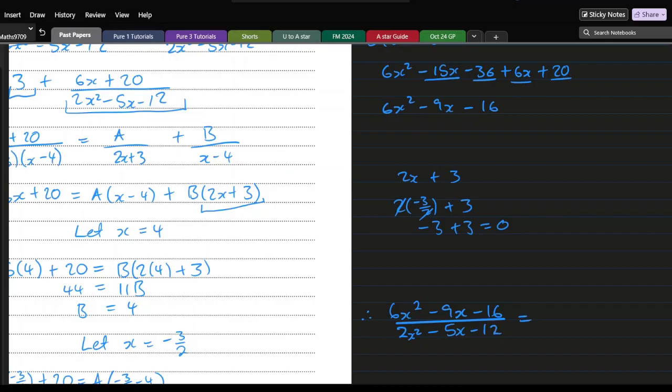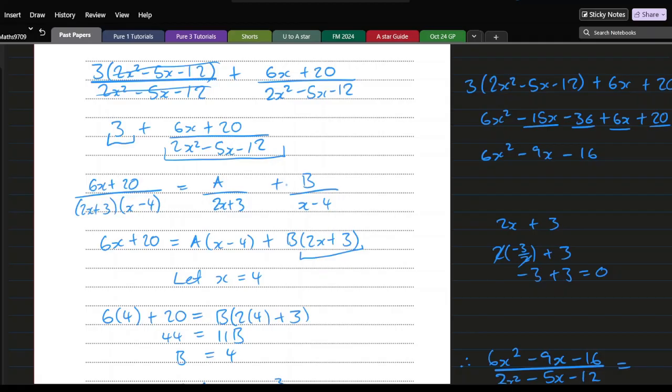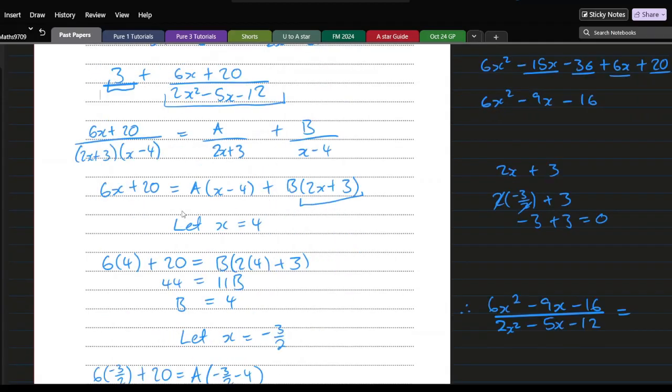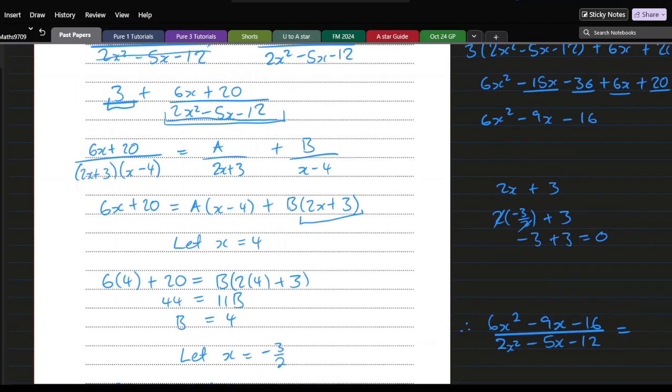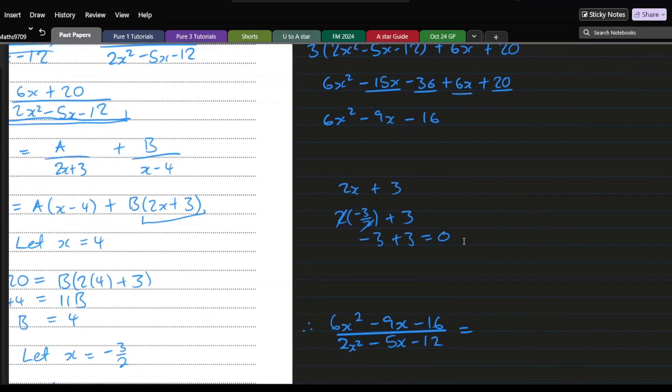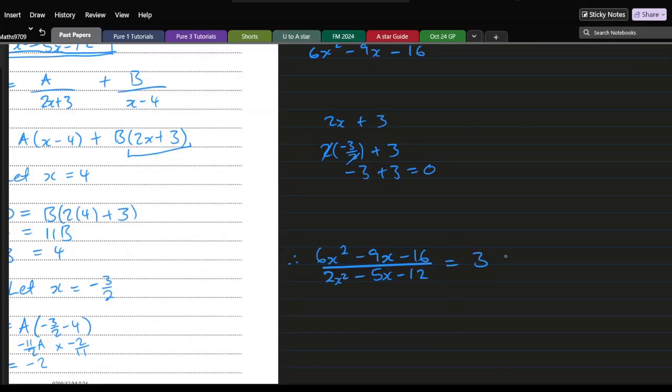don't forget that we've got this constant that we evaluated first. And then what we found here when we're looking for a and b are the partial fractions of this. So don't forget to start by writing the 3 first and then your partial fractions. So it's going to be 3 plus a is minus 2, so minus 2 over 2x plus 3, plus b, which is 4, so plus 4 over x minus 4. And this here would be our final answer.